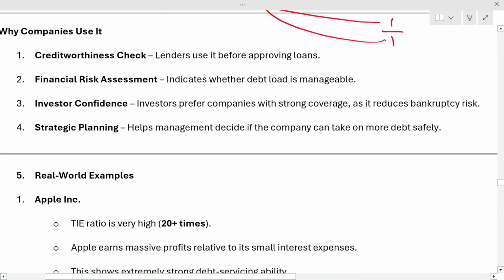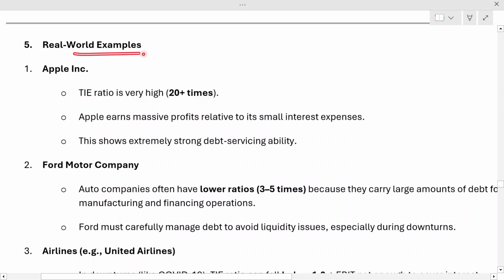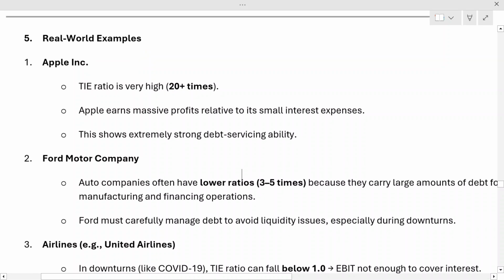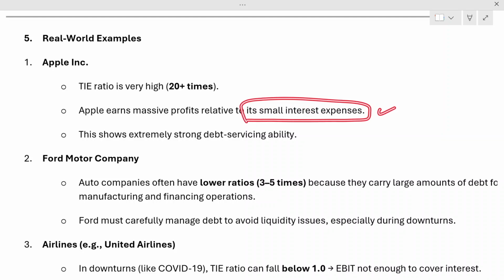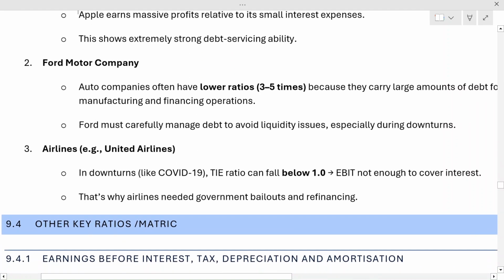And finally, it is used for strategic planning, for management to decide if they can take more debt or not. If they want to take more debt, they go and check their earnings before interest and tax, or EBIT. Now in the real world, people also call it the times interest earned ratio, TIE ratio. In Apple's case, this is 20 times. Why? Because Apple earns massive profit relative to its small interest expenses. This similarly shows extremely strong debt serviceability from Apple, that they are able to repay their interest and debt very quickly.